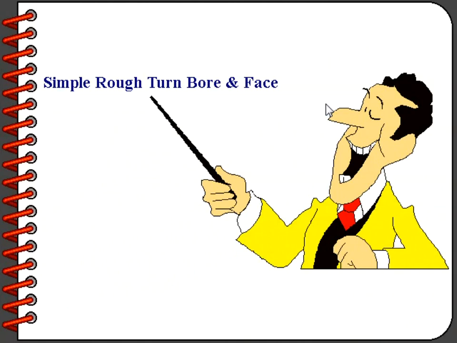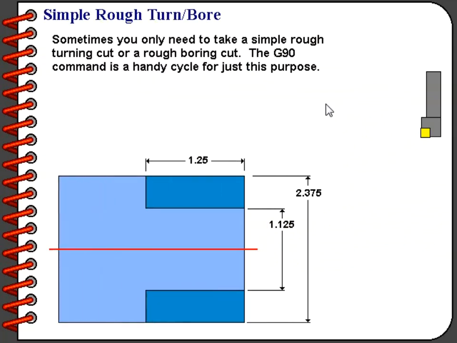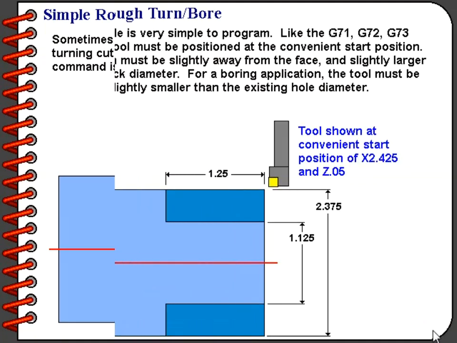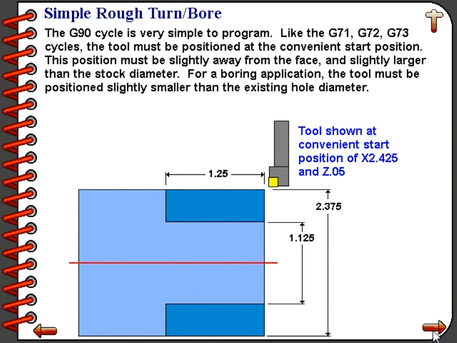Now let's take a look at some simple rough turn, bore, and face routines. Sometimes you only need to take a simple rough turning cut or a rough boring cut. The G90 command is a handy cycle for just this purpose. The G90 cycle is very simple to program.